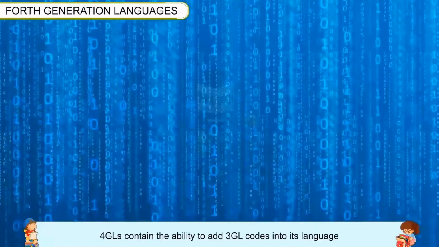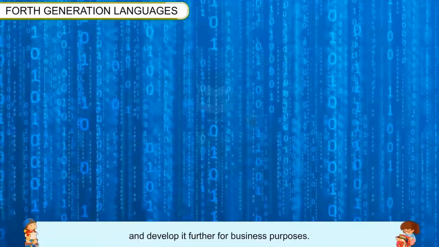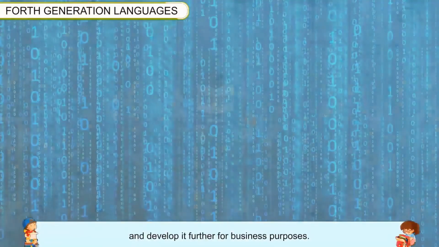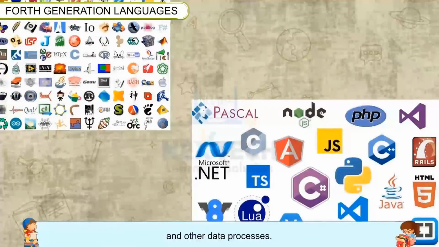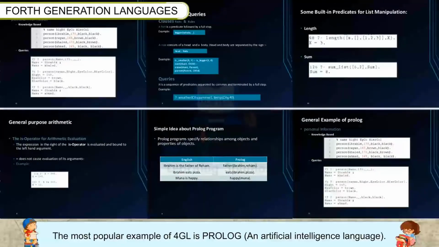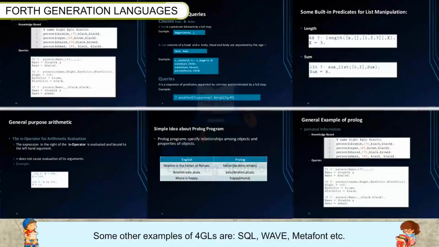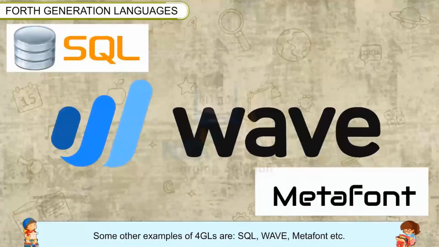4GLs contain the ability to add 3GL code into their language and develop it further for business purposes. These kinds of languages are mainly used for working with databases and other data processes. The most popular example of 4GL is Prolog, an artificial intelligence language. Some other examples of 4GLs are SQL, Wave, Metafont, etc.